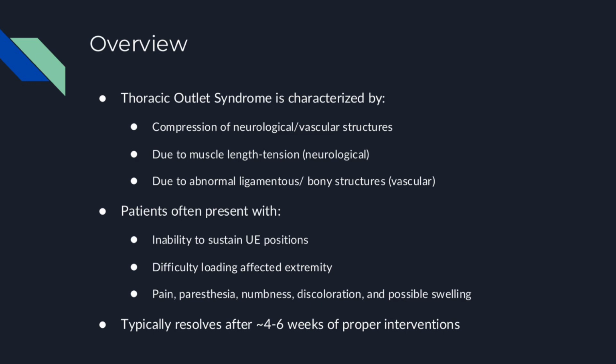Patients often present with an inability to sustain certain upper extremity positions for a long period of time without reproduction of their symptoms. They have difficulty loading, like holding something that might be a little heavy or just moving in general with their upper extremities. They often have pain, numbness, discoloration, and possible swelling. And this can typically resolve within a rough 4 to 6 week period of interventions.